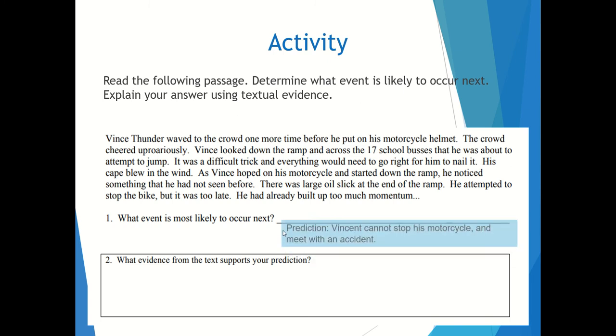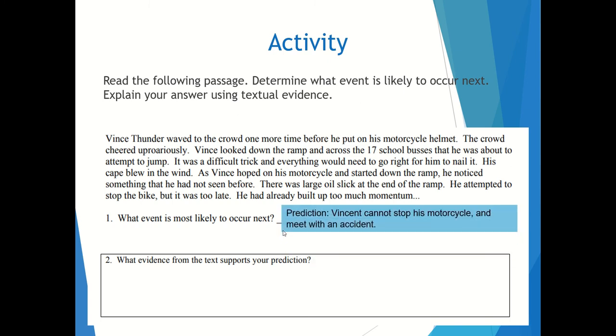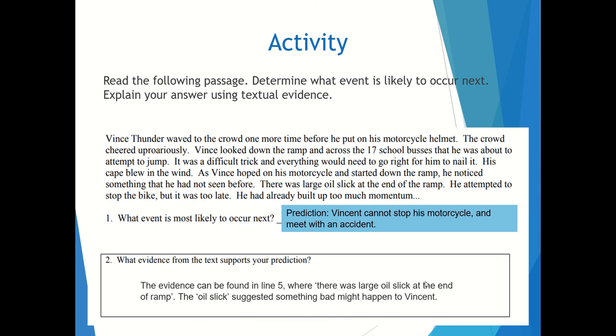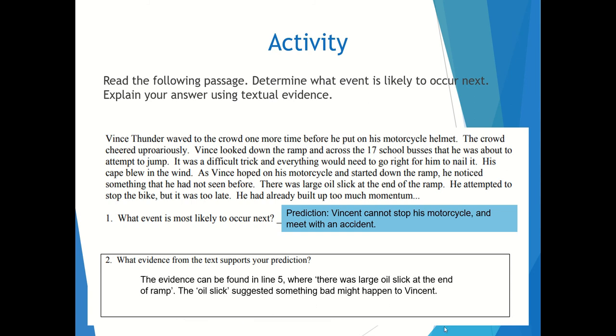Okay, so one prediction. Well, maybe Vincent will not be able to stop his motorcycle and meet with an accident. Okay, what is your prediction? Okay, so next, what evidence from the text supports your prediction? Well, the evidence can be found in line 5, where there was a large oil slick at the end of the ramp. The oil slick suggested something bad might happen to Vincent. Okay?